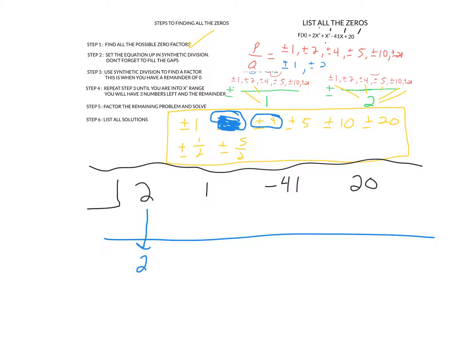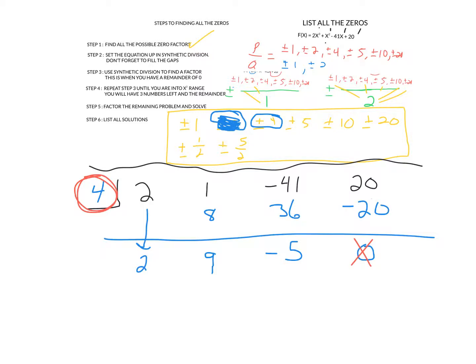Okay, so positive 4 goes in the box. Let's multiply. 4 times 2 is 8. Add down and get 9. 9 times 4 is 36. Add down, you get negative 5. 4 times negative 5 is negative 20, which gives me a 0. So we have a winner. We have one. So that tells me 4 is a solution, okay, because I got a remainder of 0.